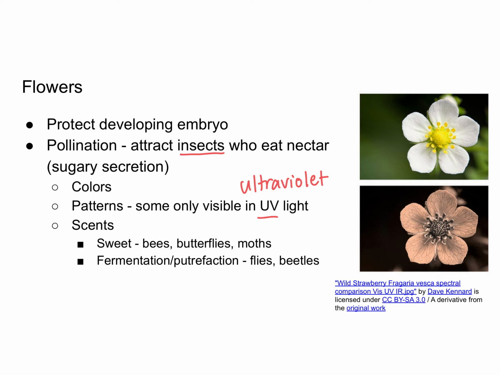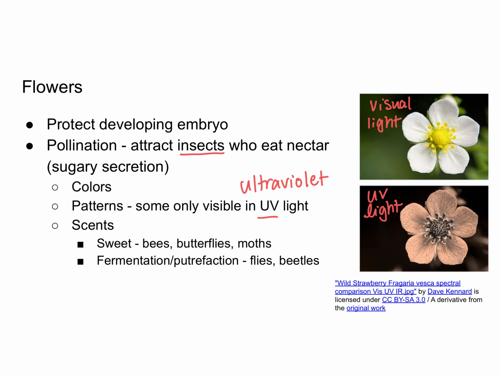So this picture on the right is showing a strawberry flower, and the top is what we would just call the visual light spectrum. And so this is what we as humans see. But the lower picture, this is what this flower would look like to an insect under UV light. And so you can see that it looks different. We've got some higher contrast. The bees and the other insects can also see the veining and the petals better. And so they have specialized sensory structures that can pick up these wavelengths of light that humans can't see.